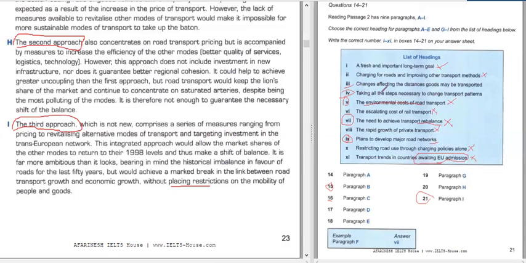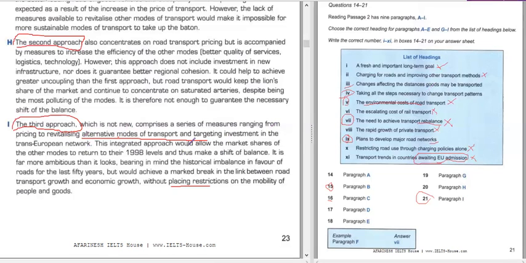Taking all the steps necessary to change transport patterns, and the other one was plans to develop major road networks. So the fourth one can go also, because in the first line of the paragraph it's written that it comprises a series of measures ranging from pricing to revitalizing alternative modes of transport. Here also it is taking all the steps necessary to change the transport pattern, like the series of measures ranging. Let's confirm it with the rest.